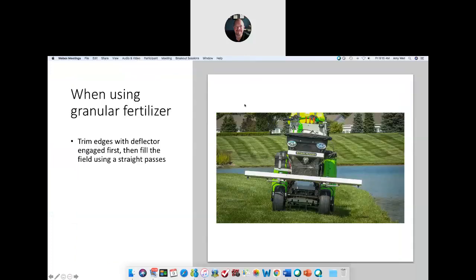So when it comes to applying a granular fertilizer, there are some things that we want to keep in mind as far as best practices. One that I would always recommend is go in and trim your edges, your bordering. You'll want to do your bordering first, and you'll do that with the deflector engaged.